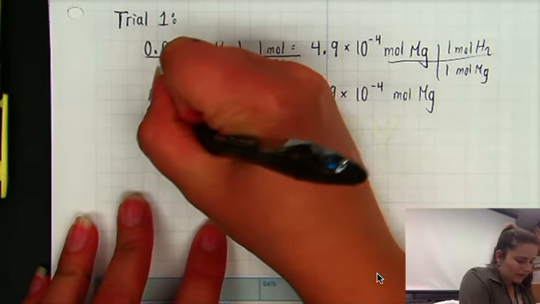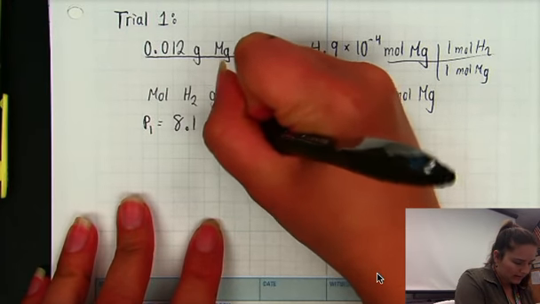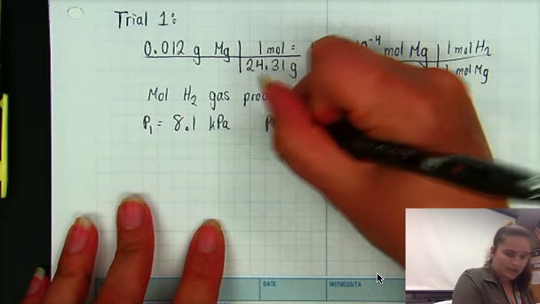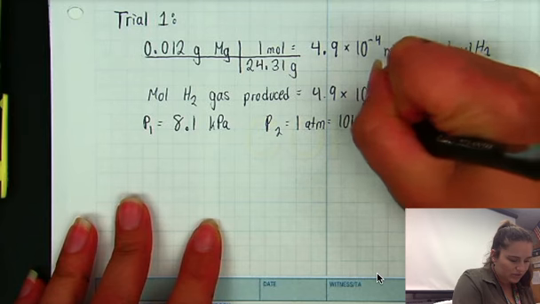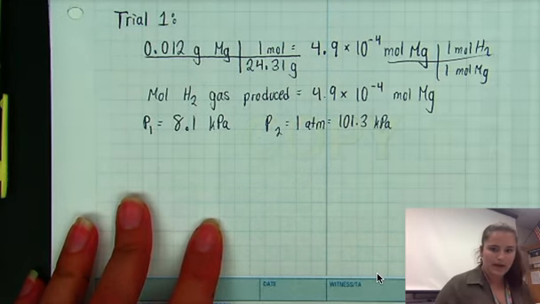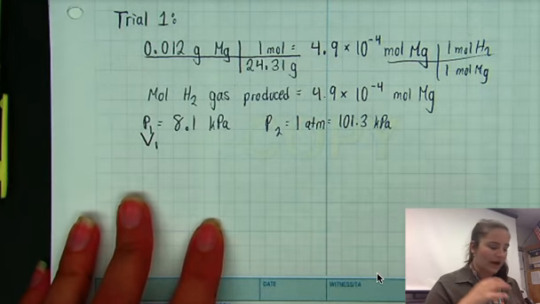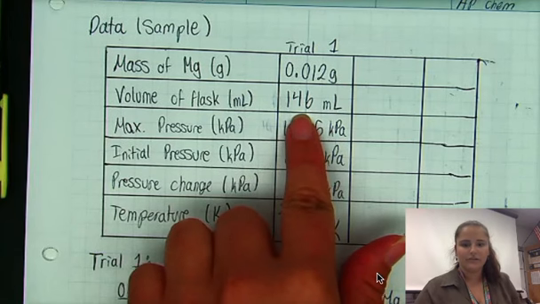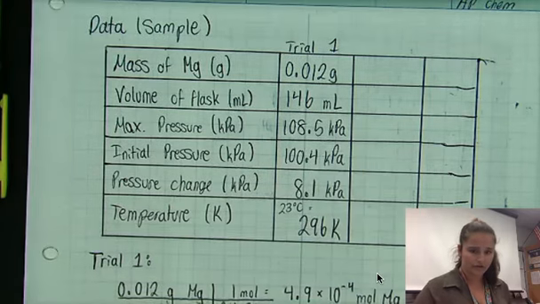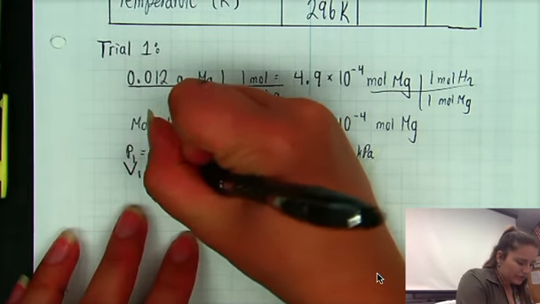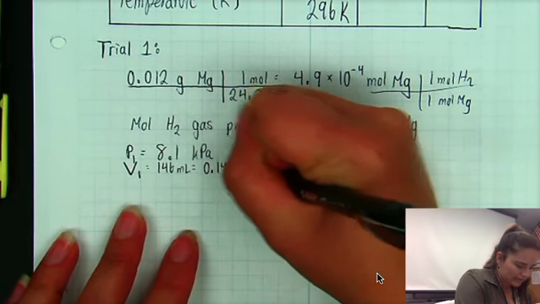In my experiment, my pressure of the hydrogen gas was 8.1 kPa. Standard pressure, the one that I want to know, is 1 atmosphere, which is 101.3 kPa. The volume that my hydrogen gas was at is equal to the volume of the flask, which is 146 milliliters. I know later I'm going to have to work in liters, so I'm just going to go ahead and convert that right now. My volume was 146 milliliters, which is equal to 0.146 liters, okay?